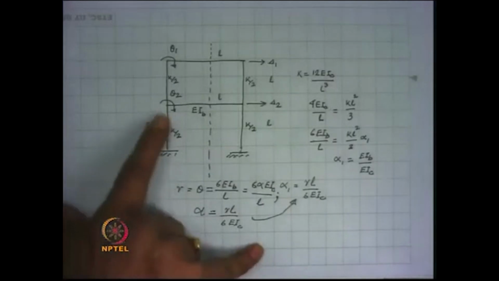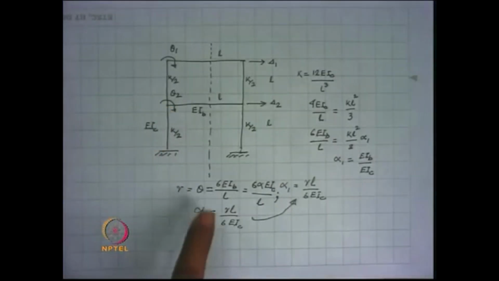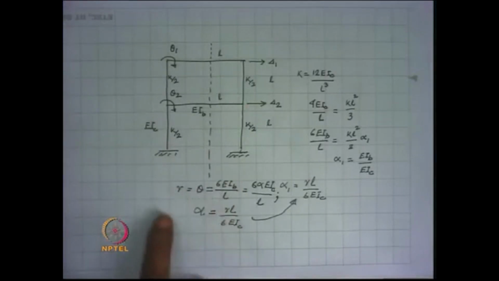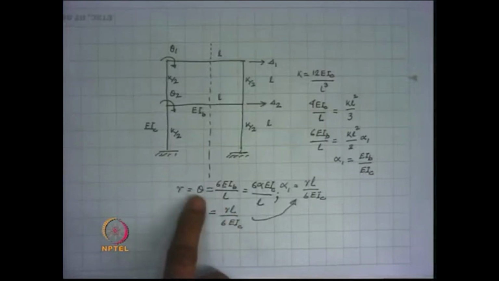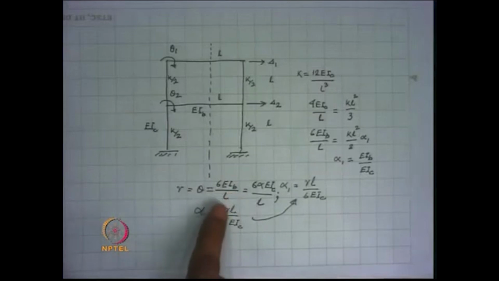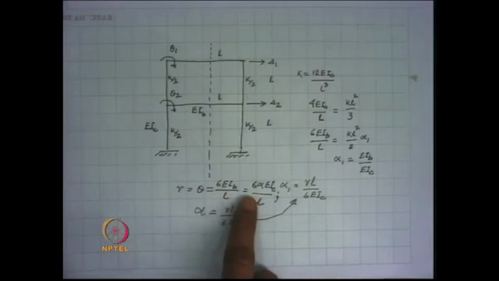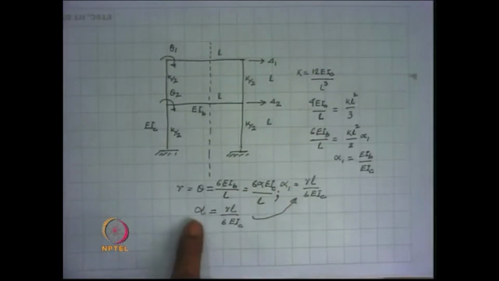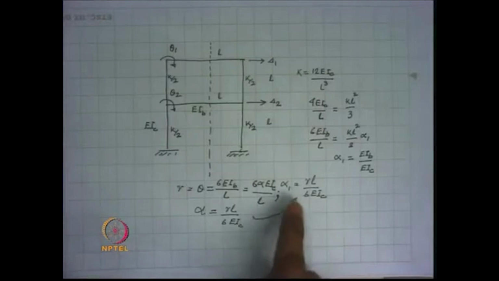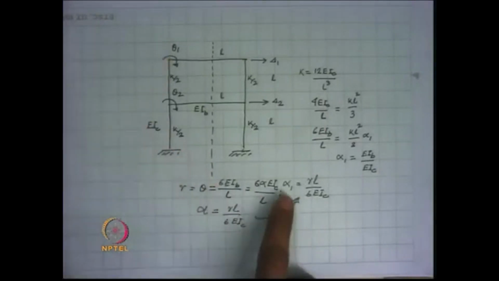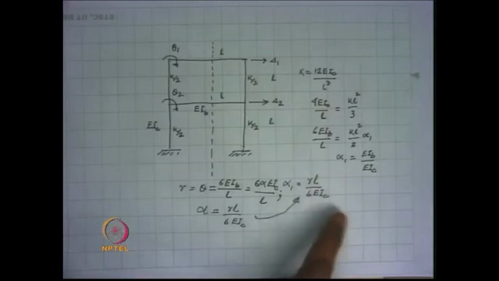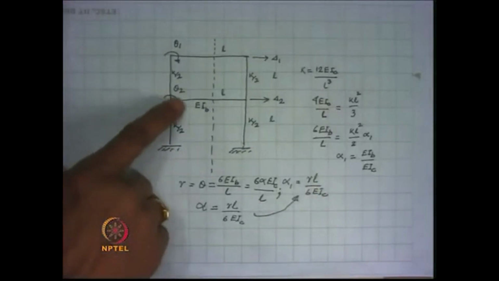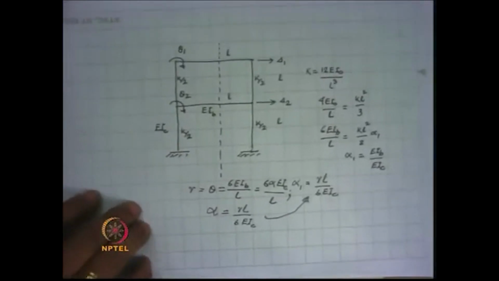Now, the rotation that takes place at the end of the beam and the moment that is developed can be related with the help of this relationship. Say R is equal to theta, which we can write as 6 EIB by L, and that in turn can be written as 6 alpha EIC by L, and from that one can write alpha equal to RL by 6 EIC. For the top beam it will be alpha 1, that is R 1 L by 6 EIC, and for rotation theta 2 it will be alpha 2.